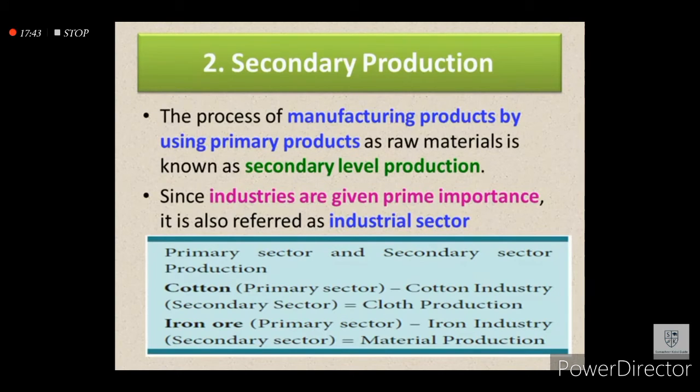Children, the production of cotton is a primary sector, that is cotton industry. The secondary sector of that is the cloth production. The mining of iron ore is the primary industry, iron industry. The secondary sector is a material production, that is converting of iron ore into steel is a secondary production.